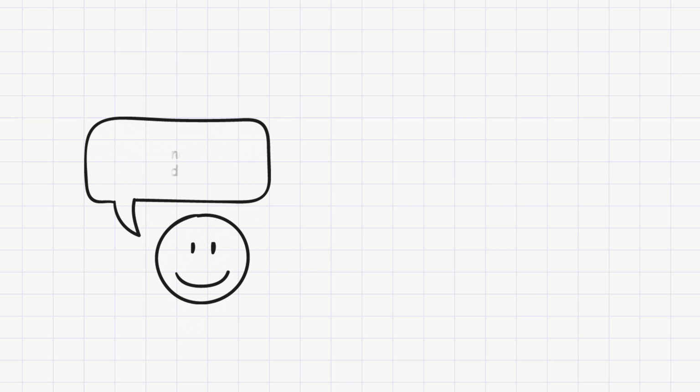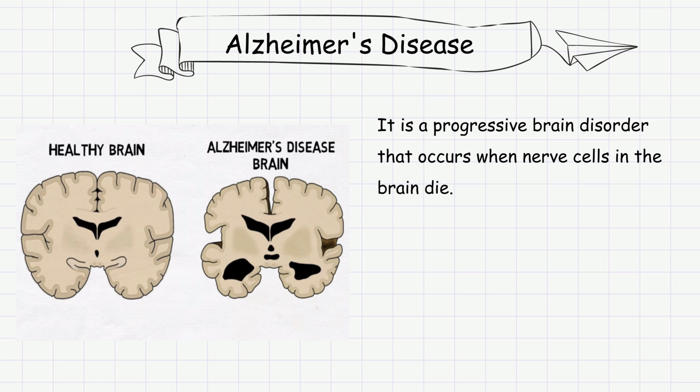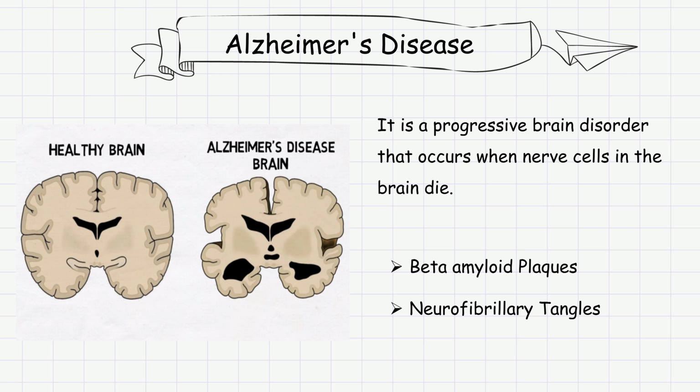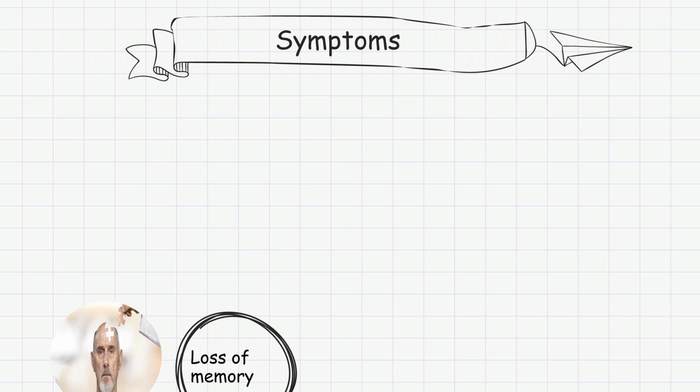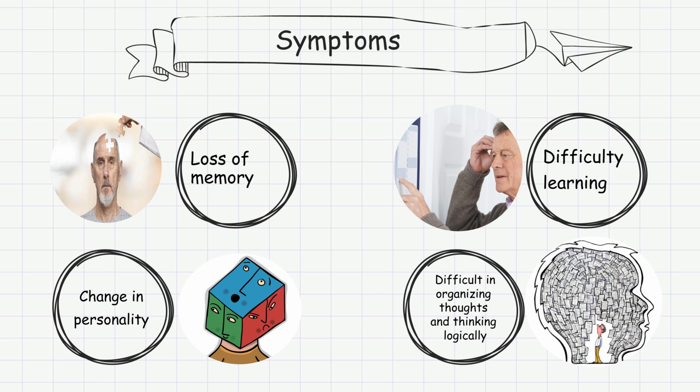Let's talk about Alzheimer's disease. Alzheimer's disease is a progressive brain disorder where nerve cells in the brain die. It's caused by the forming of beta amyloid plaques and neurofibrillary tangles in neurons. People with Alzheimer's disease suffer from loss of memories, difficulty in learning, changes in personality, and difficulty organizing their thoughts. Now, let's take a look into the neurons.